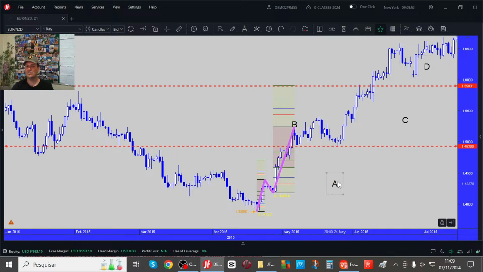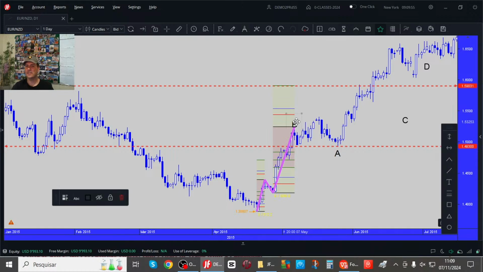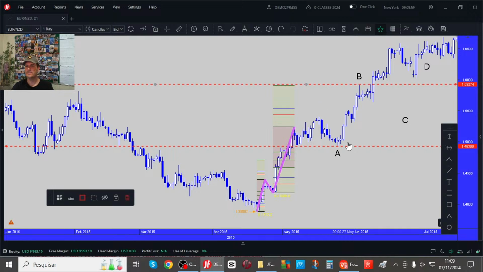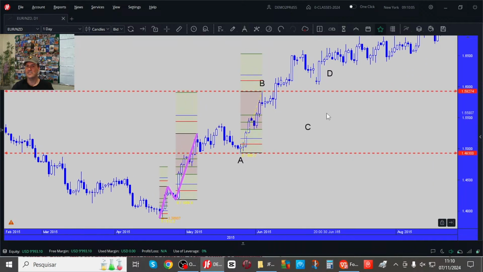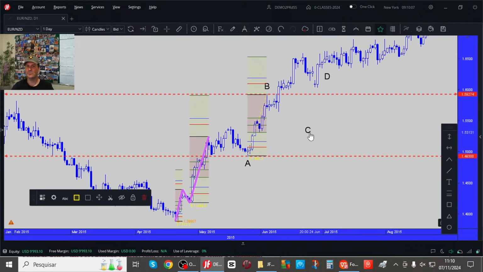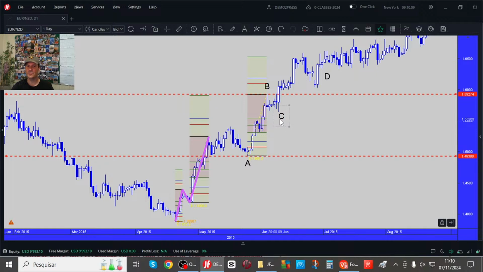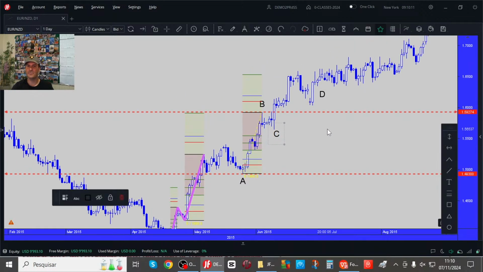A goes to C and B goes to D. A goes to C, B goes to D. Alright, and one more time. The C is the lowest point inside the AB boundary.